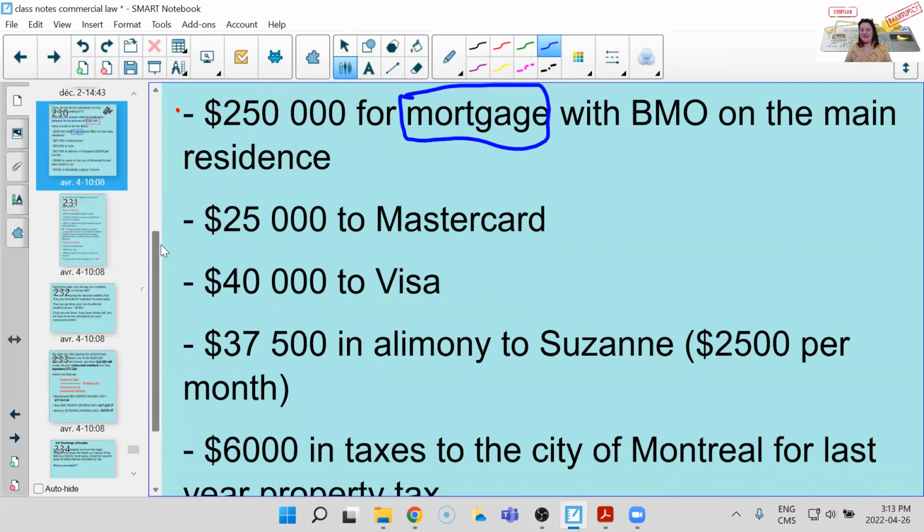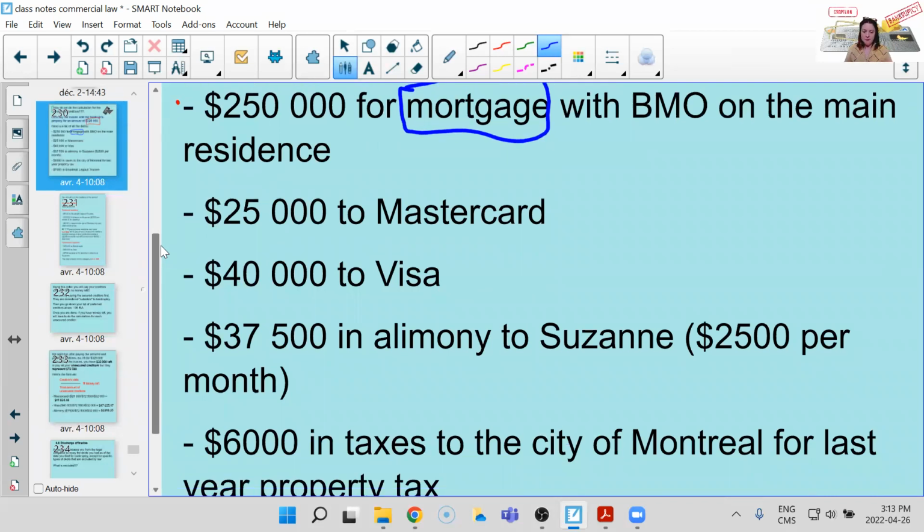Let's try to see for the others. MasterCard, it's a credit card. Did we see anything about credit cards in 136, like on the previous page? No. So I will put O for ordinary. That means the unlucky ones at the bottom. The Visa, same thing. It's an ordinary creditor.